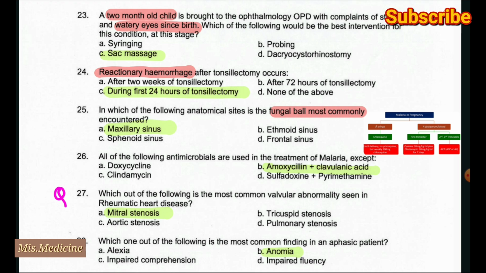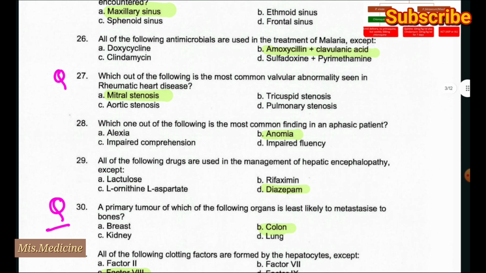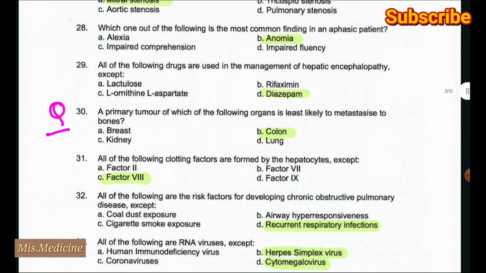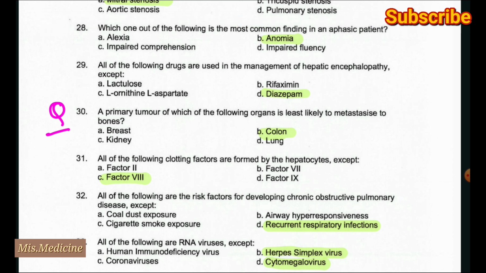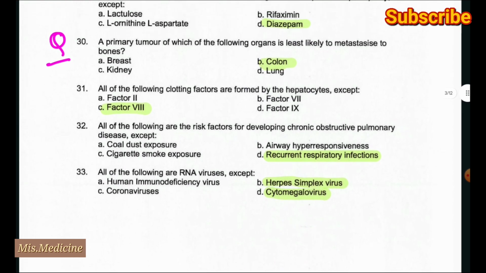Okay, so the next question, which out of the following is the most common valvular abnormality seen in rheumatic heart disease? Mitral stenosis. Next question, which one out of the following is the most common finding in an aphasic patient? Anemia. Next question, all of the following drugs are used in the management of hepatic encephalopathy except diazepam. 30th question, a primary tumor of which of the following organs is least likely to metastasize to the bones? Colon. All of the following clotting factors are formed by the hepatocytes except factor 8.